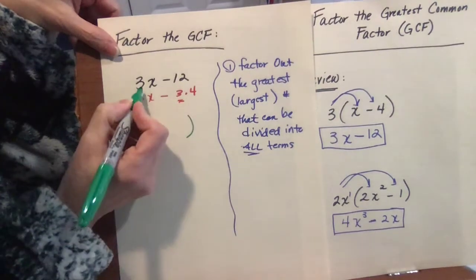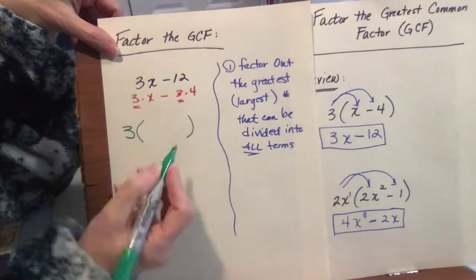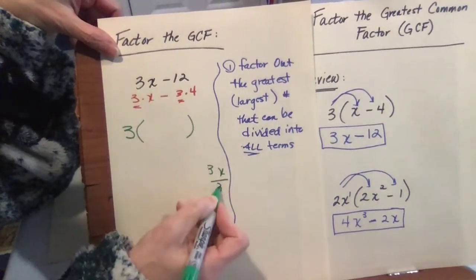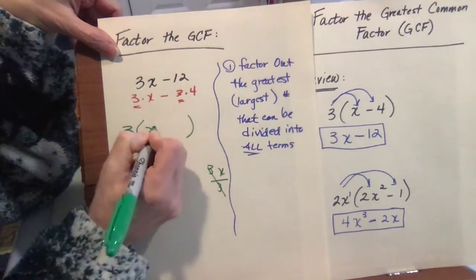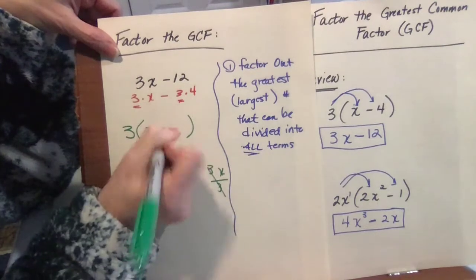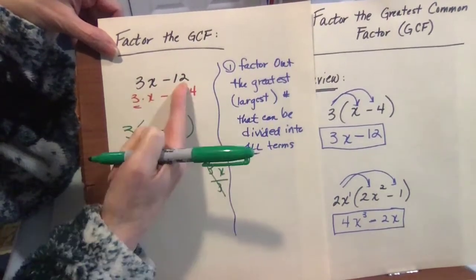So 3 divided into 3x. What we're really going to do is divide 3 into 3x. So I'm going to do this on the side. 3 over 3 is 1. That leaves us with x. And check it. 3 times x is 3x. 3 divided into 12 is 4. And check it. 3 times 4 is 12.